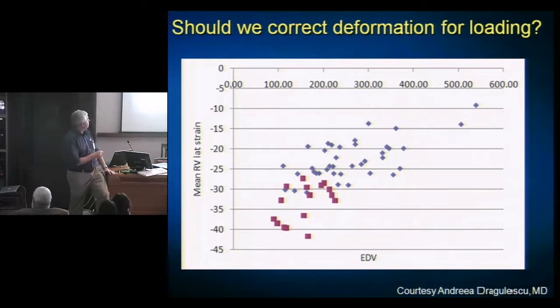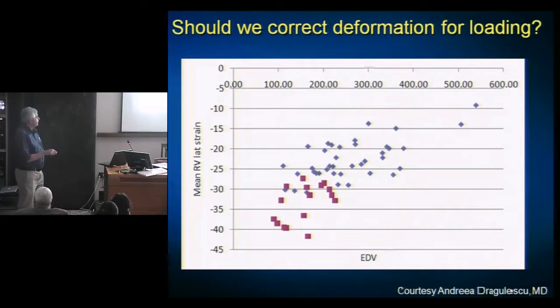So maybe it's related to that. And indeed, again, work from Andrew Gregalescu, who kindly lent me this data, hasn't been published yet. If you increase your end diastolic volume, in general, you see a decrease in deformation. But the normal people sit over here, and the tetralogy patients in lighter blue sit up there.